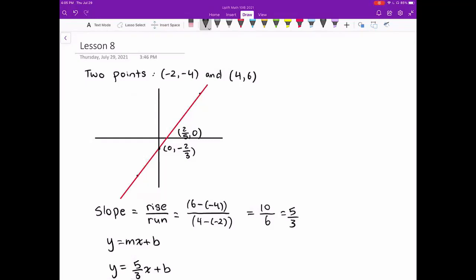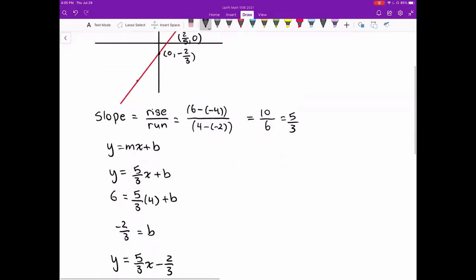Just like what David said last time, for the x-intercept, you want to substitute y equals 0. And for the y-intercept, you want to substitute x equals 0.